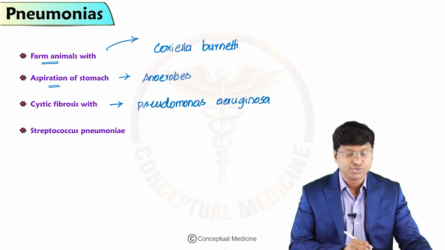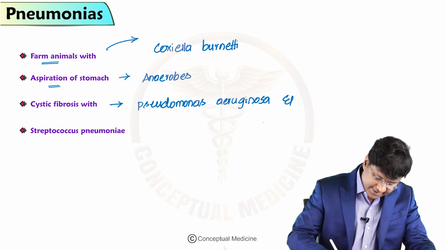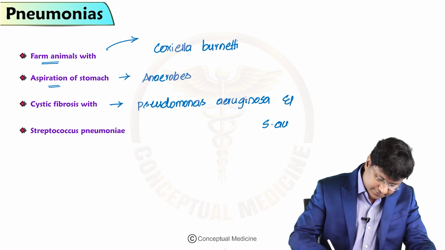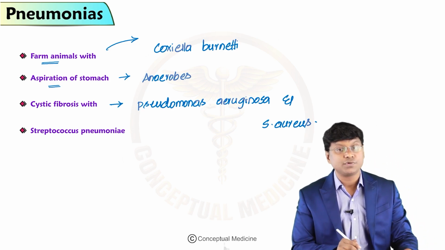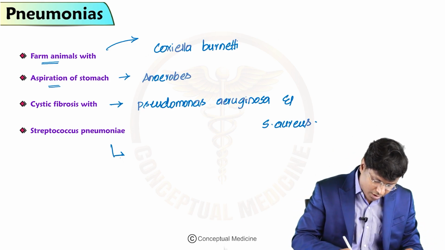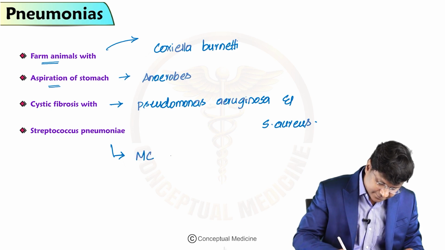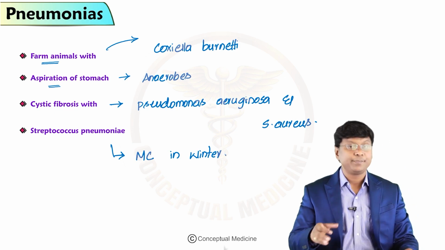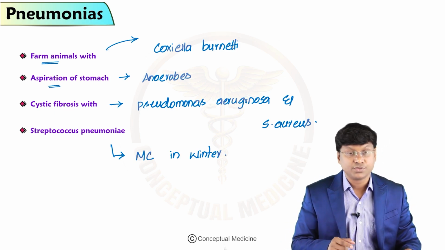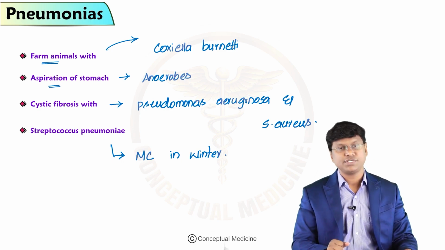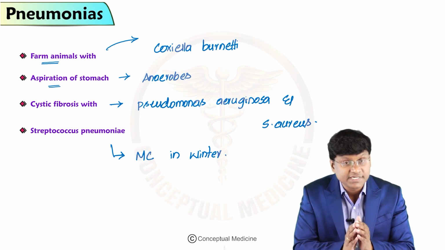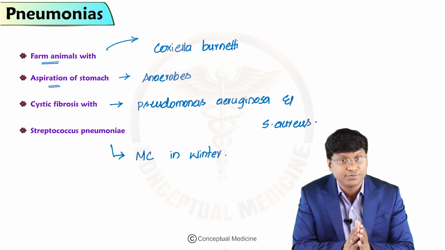Right, Pseudomonas aeruginosa and Staphylococcus aureus. And if you take Streptococcus pneumoniae, this is more common in the winter season. So depending upon the underlying risk factor of the individual, we can make out what is the organism that will be causing pneumonias. So we have discussed the clinical features in patients with pneumonias.